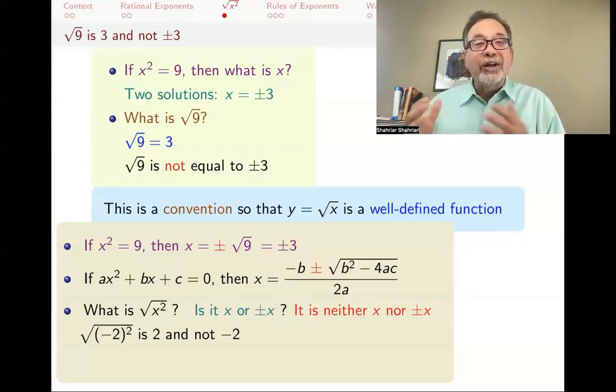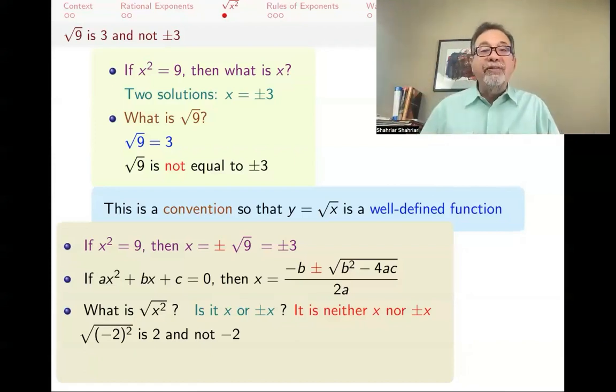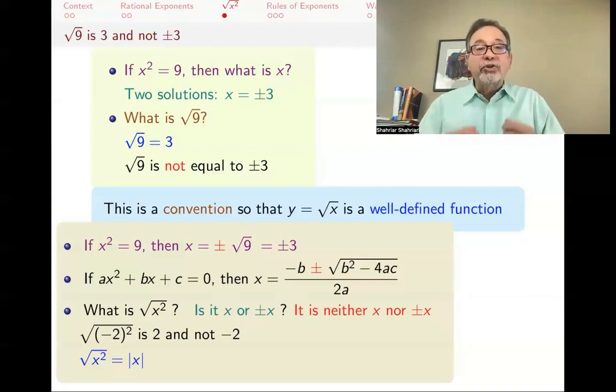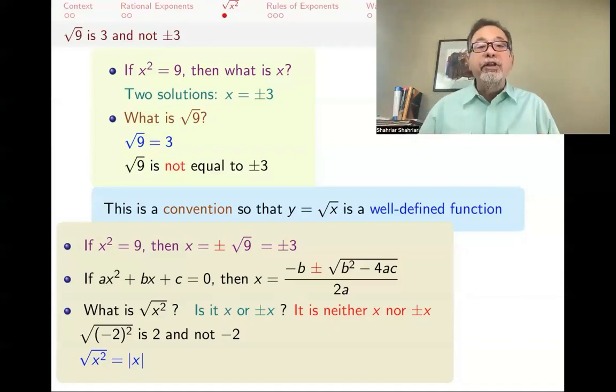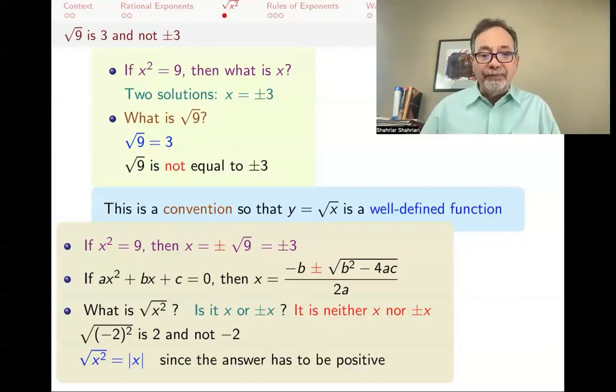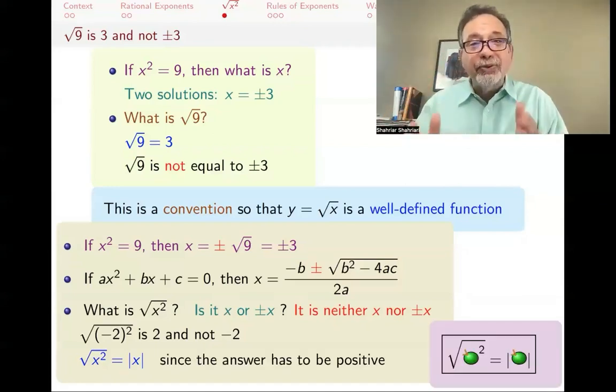But if square root of x squared is x, and x was minus 2, then we would have to say square root of x squared is minus 2, and we don't want to do that. How do we get around that problem? We say that square root of x squared is absolute value of x. Absolute value of x means whatever x is, you just pick the positive. Because we want to assure that whatever comes out of the square root sign is positive, we need to put that absolute value there. Square root of x squared is absolute value of x.